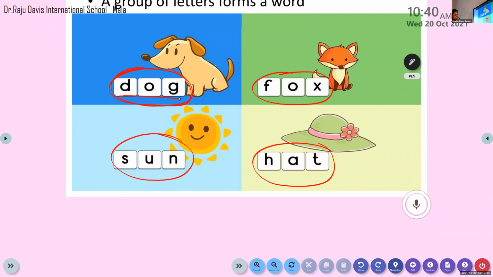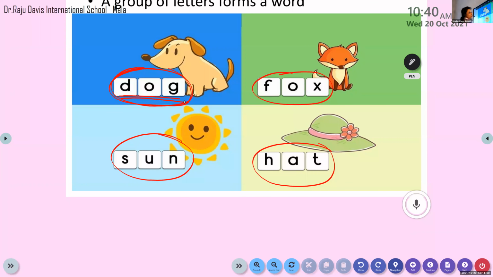Okay. So what do we use these words for? Why are we using these words? To describe the things that we see around us. If you see a dog on the way where you go, we say it's a dog. So it's a fox, sun, hat. So we use words to describe things we see around us.